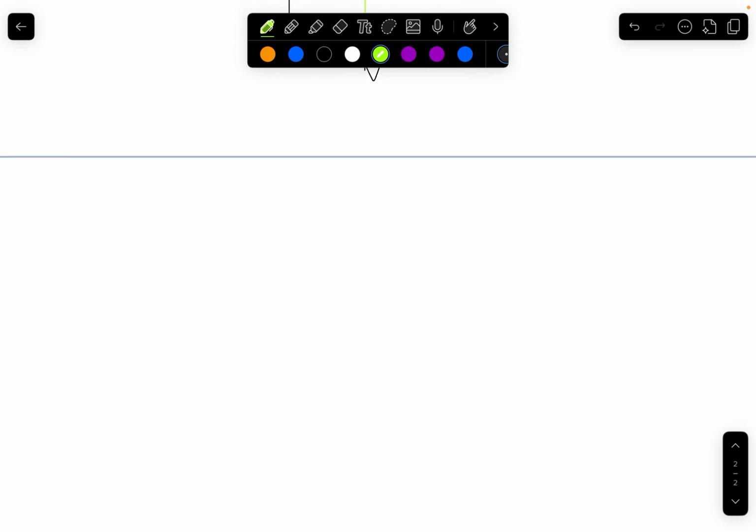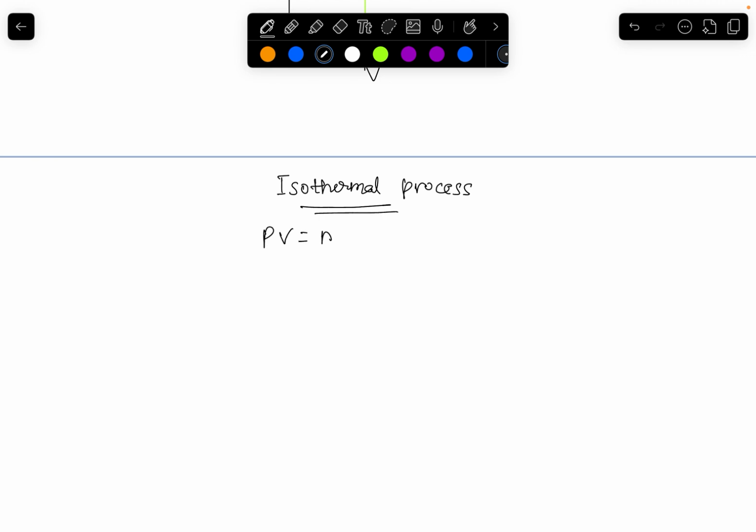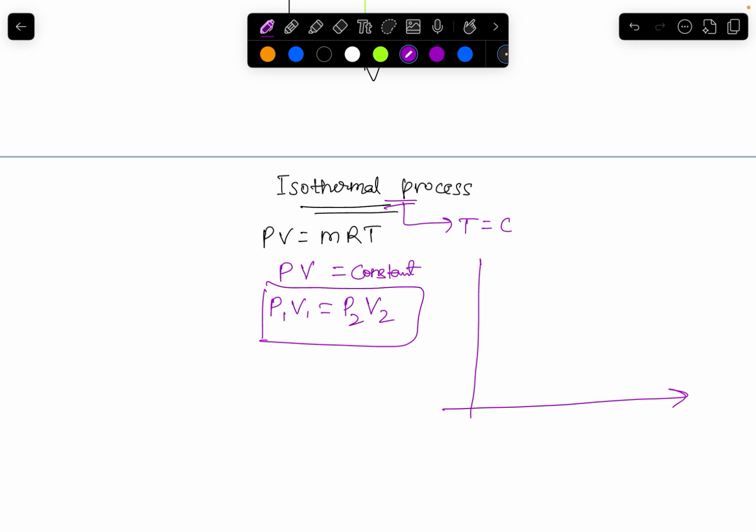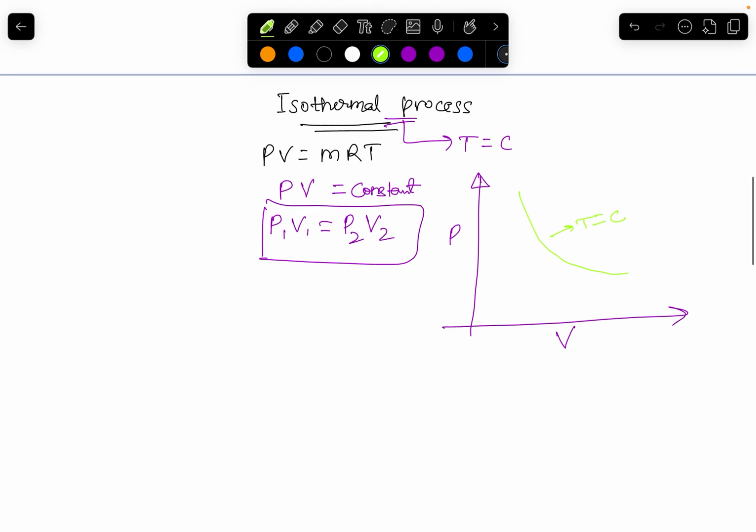Now the next process is the isothermal process for an ideal gas. For an ideal gas, we know PV is equal to nRT. And if in this process temperature is constant, then PV is equal to constant. Okay, so here P1V1 equal to P2V2 we can write. And the curve will be like this on the pressure-volume axis. We can plot the curve like this, a hyperbola. This is the constant temperature process for an ideal gas.